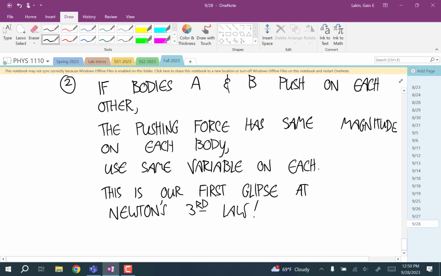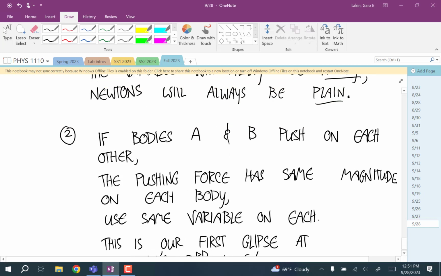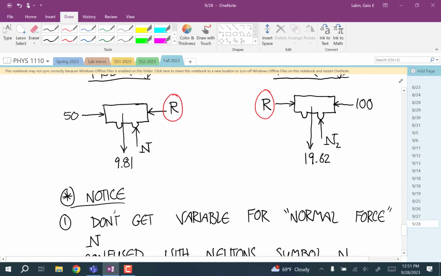And you've probably heard the phrase or a paraphrase of Newton's third law. In his book, when he wrote it, it was worded something like, for every action, there's an equal and opposite reaction. That's kind of hard to make sense out of mathematically, but this is what it means mathematically. If two bodies are pushing on each other, and you go from analyzing one of them to analyzing the other one, use the same variable.